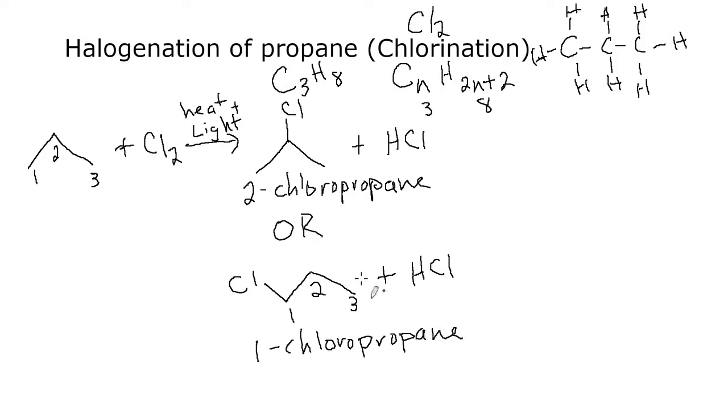Now the other option would be for the chlorine to add to carbon number 3 right here. So I'm going to draw that molecule over here. And in this case, this was carbon number 1, this was carbon number 2, and this was carbon number 3. But since chlorine is now right here, we have to number this such that the carbon with the branch has the lowest number. So this will be carbon number 1, this will be carbon number 2, and this will be carbon number 3. And therefore, the name of this molecule is also 1-chloropropane.